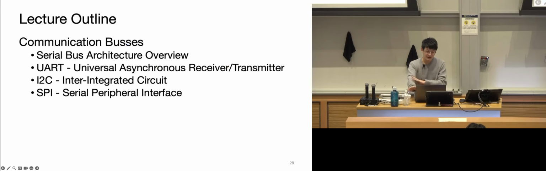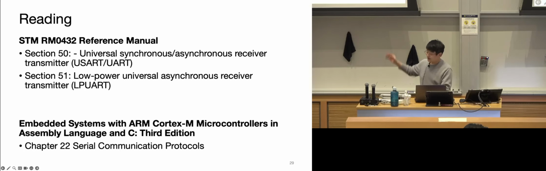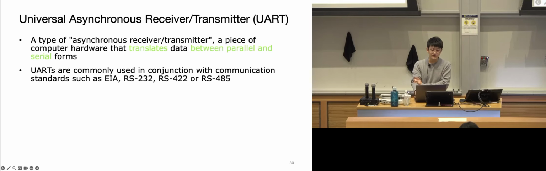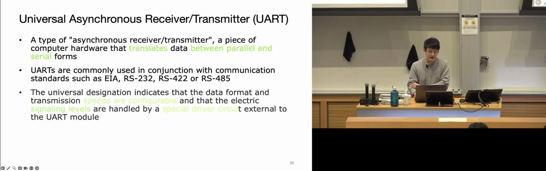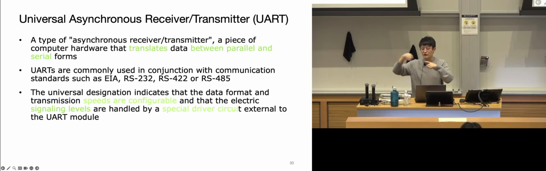Okay, so we talked about the serial bus architecture overview. Next, we're going to take a look at one of the specific communication protocols called UART, the Universal Asynchronous Receiver/Transmitter. Again, if you want to read more details, these are some sources you can refer to. So what is UART? Basically, it's a type of hardware that converts the parallel output from your chip to a serial one, and then clocks it to another chip.